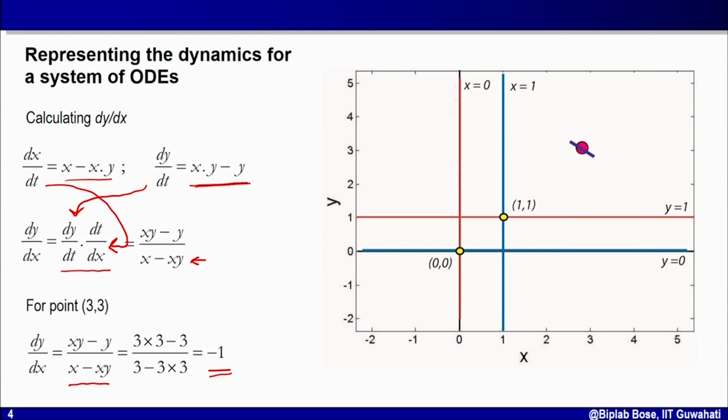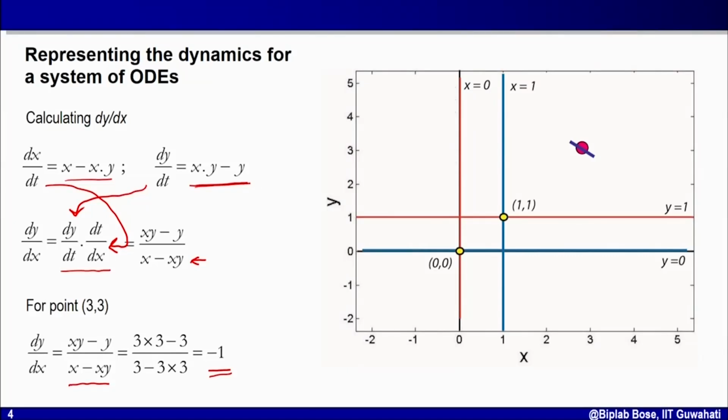So let us draw the arrow there. I have drawn a small arrow, remember, without an arrowhead, with a slope equal to dy/dx at that point, and the value of dy/dx at that point was minus 1. So I have drawn the line representing the arrow. Now I have to decide the arrowhead. Will the arrow move towards the upper left corner, or will the arrowhead be on the other side? So how do we decide the arrowhead position?